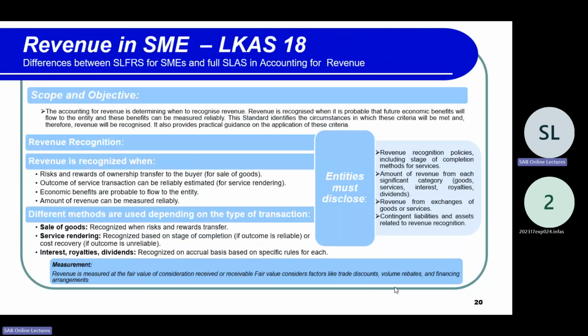The entity must disclose certain criteria in the financial statements: the revenue recognition policies, including the stage of completion method of service, and the amount of revenue from each significant category, such as sale of goods, services, interest, royalties and dividends, and revenue from exchange of goods or services. Last one is contingent liabilities and assets related to the revenue recognition.